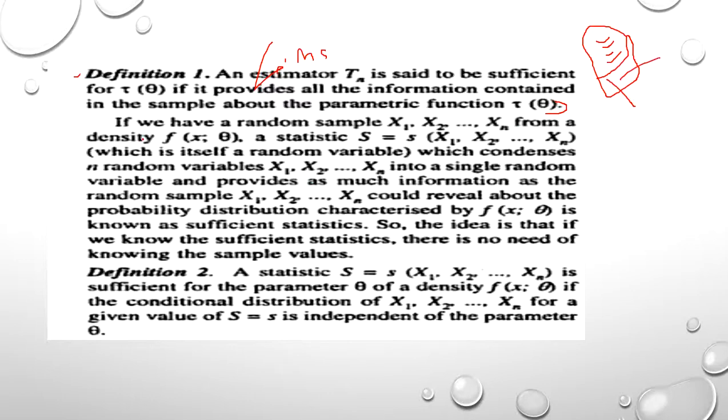See, if we have a random sample x1, x2, and so on from a density, a statistic is a function of the sample values which condenses the random sample into a single random variable and provides as much information as the random sample. This is important. So the idea about that, now known as sufficient statistics, is that there is no need to know the sample values. You can understand what this is.